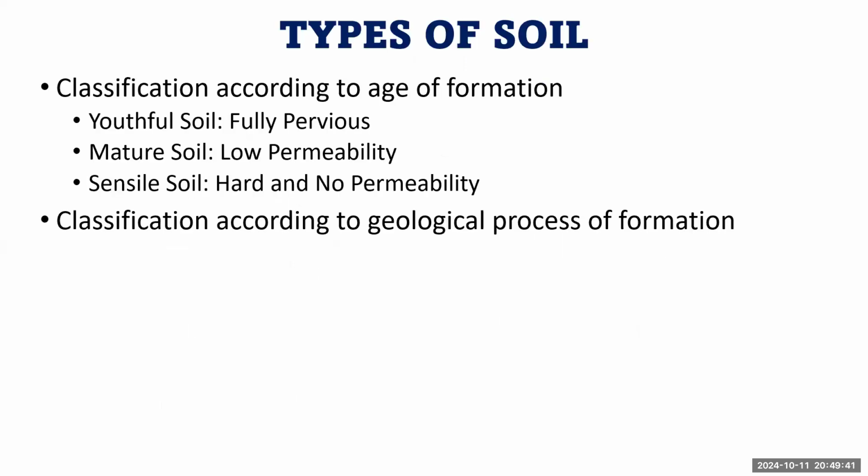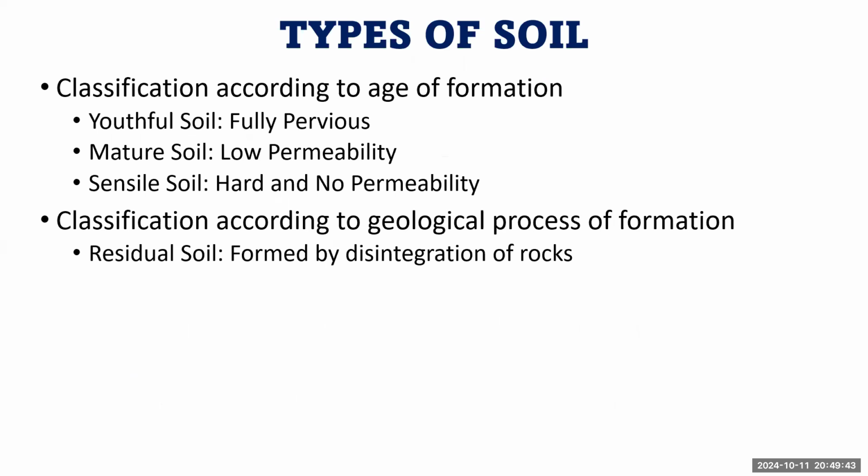Now we are going to discuss the types of soils. The first classification of soil is according to the age of formation. According to age of formation, the soil may be classified as youthful soil, mature soil, or senile soil. Youthful soil is a fully pervious soil and it is good for agriculture. Mature soil is a soil which has low permeability, and senile soil is a very hard soil and it has almost no permeability.